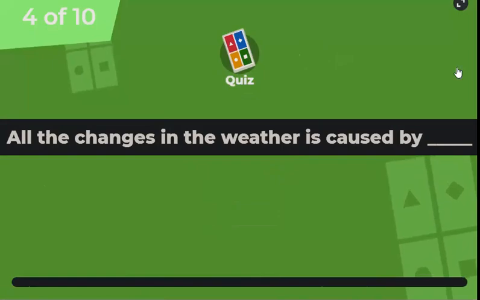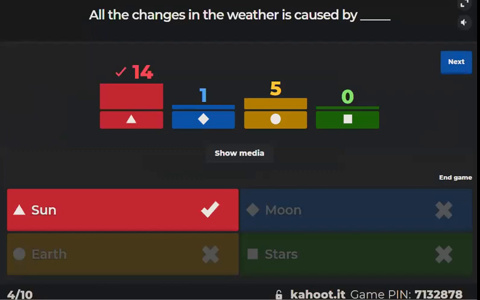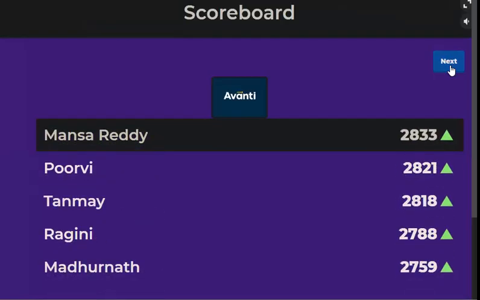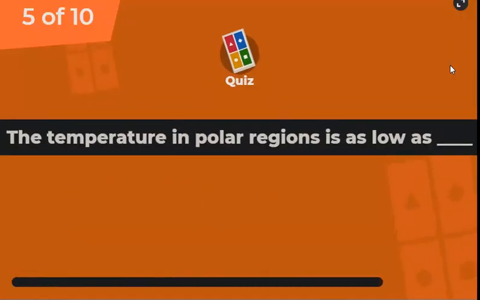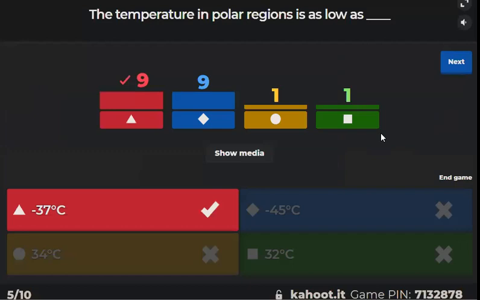All the changing weather is caused by? Simple answer. Tell me. Yes, sun, right? It is sun now. Yes, the answer was figure only, Tanna. Very good. Now tell me, what should be the temperature here? Polar regions temperature. Yes, it is minus 37 degrees centigrade, right? But in subjective, you can get both answers. Don't worry.